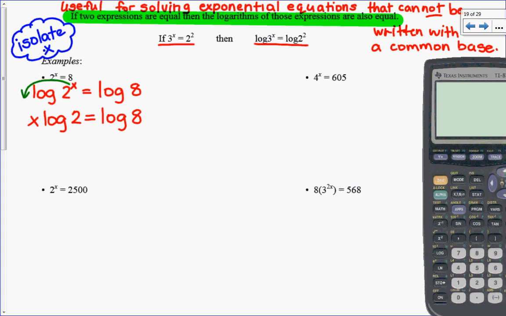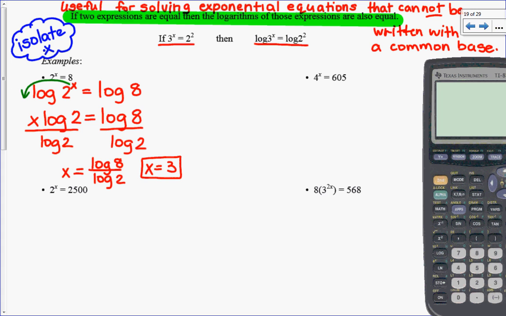Now that I have it like this, it's going to be much easier to isolate my x. I would isolate my x by dividing this side by log 2 and dividing this side by log 2. So really, what I have left is x equals log 8 over log 2. If you punch that into your calculator, log 8 divided by log 2, you're going to get that x equals 3. Okay, let's try the next one.